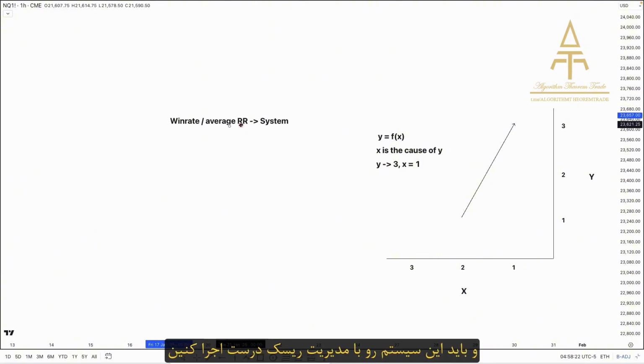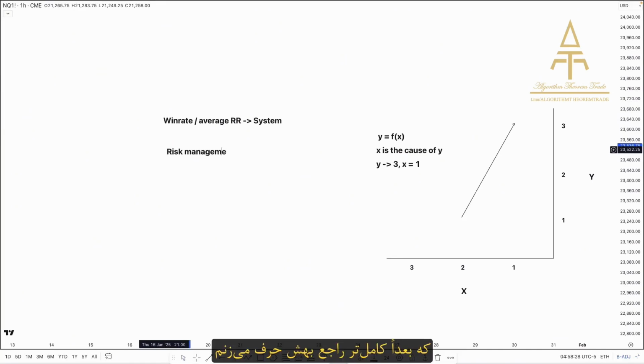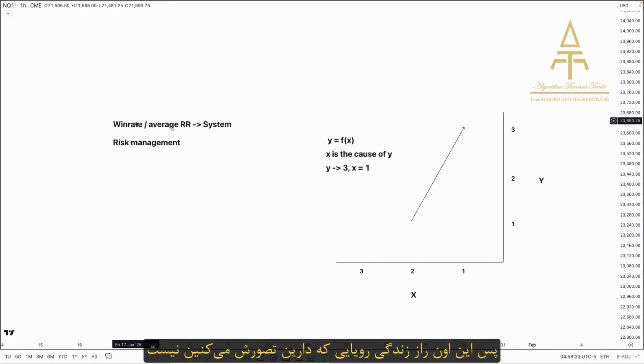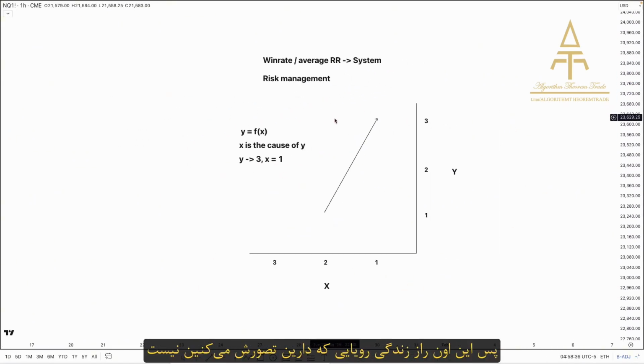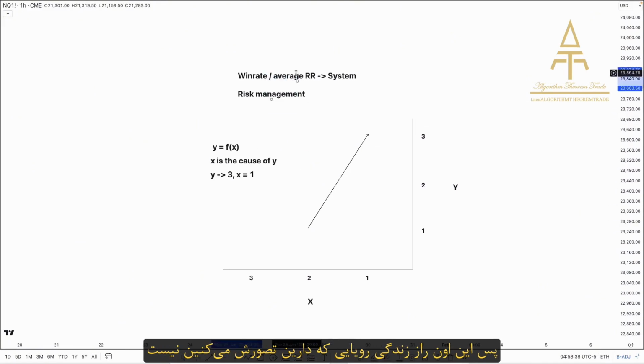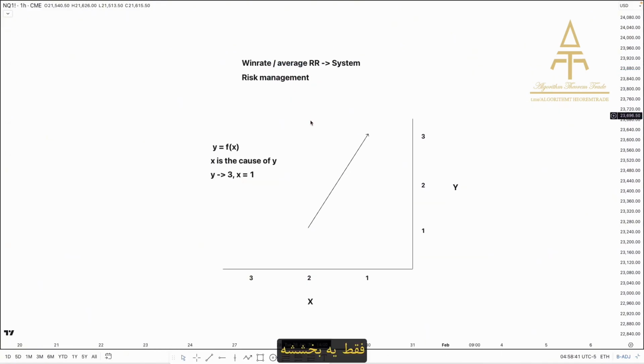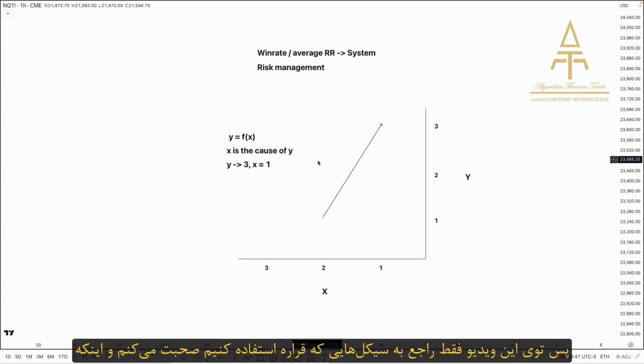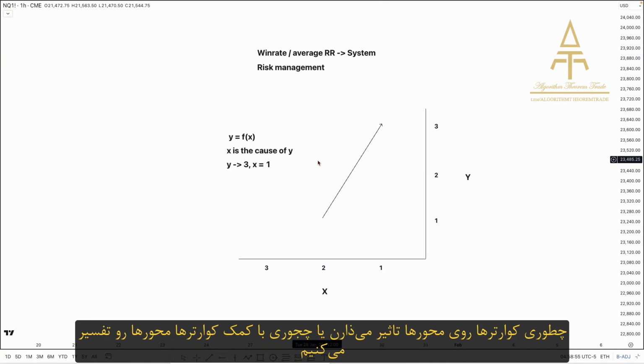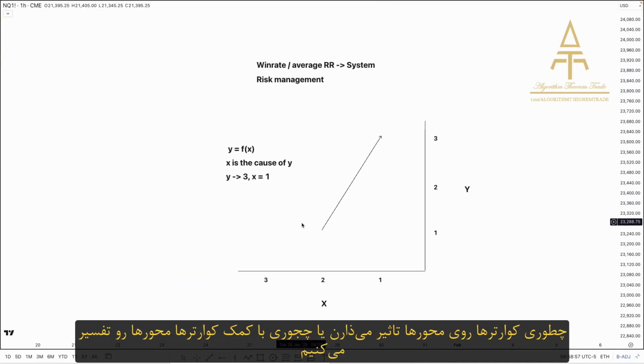And you must apply this system with the correct risk management, which I will go into deeper at a later date. So this is not the secret to the dream life that you're manifesting. This is only one part. So in this video I will simply be talking about the cycles that we will use, and how quarters affect the x-axis, or how we interpret the x-axis using quarters.